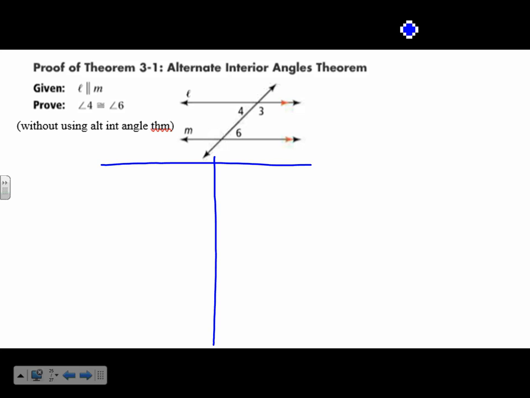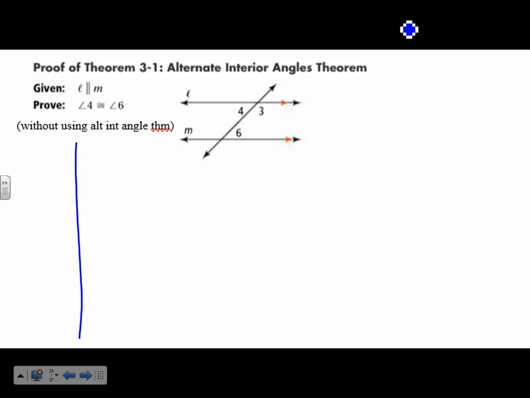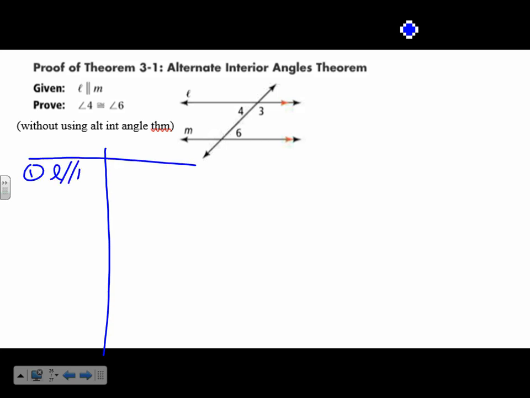Don't write this down. I just want to show you the difference, and I'm going to show you what it actually looks like. I'm going to do this a little bit more over here. Not enough space, sorry. So L is parallel to M, that's given. So we're trying to prove that angle 4 and angle 6 are congruent. But again, we're not using the alternate interior angle theorem.